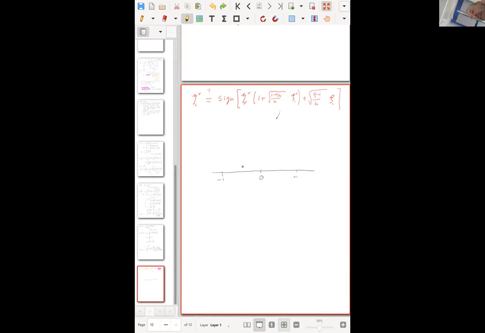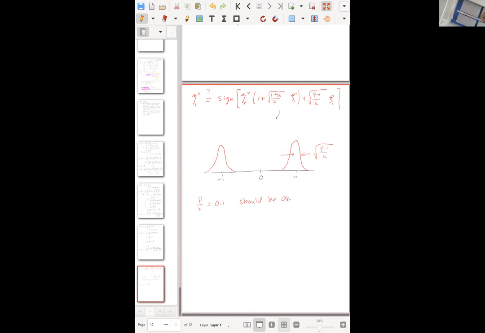So again, we have two distributions, red and this one, and this one here. And the width of these are the square root of p minus one over k. So now we need p minus one over k, so we need p much less than k. So p over k equals maybe 0.1, should be okay. Because then we need to go 10 standard deviations to get a bit flip.